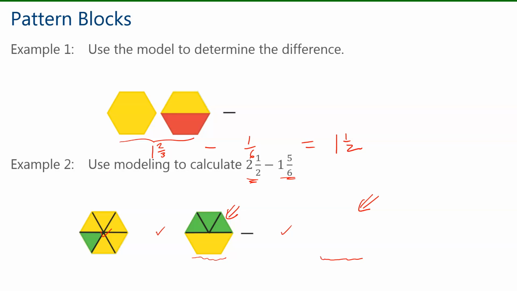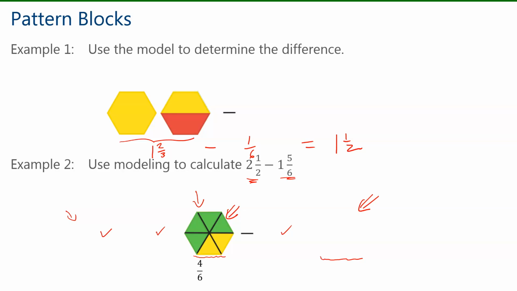I have 2 partially covered hexagons. I have 1 triangle here, and I have 3 triangles here. Let's put them into 1 hexagon. So I move that 1 over. So we have 4 triangles, which we know represents 4/6. And 4/6 can reduce.